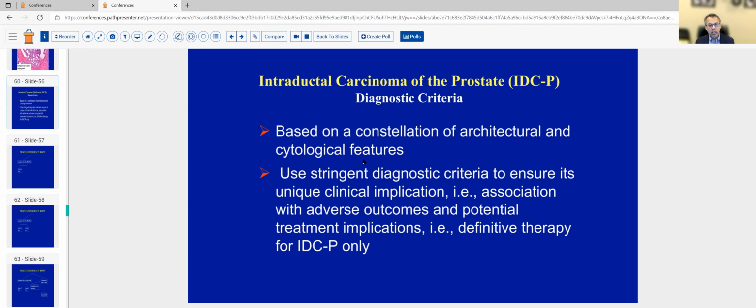So in summary, the diagnosis of intraductal carcinoma of the prostate is based on a constellation of architectural and cytological features. Due to its unique clinical and management implications, it is recommended that one should use these diagnostic criteria stringently so that the diagnosis is reproducible and the patient receives radical surgery only in those obvious intraductal carcinoma situations.